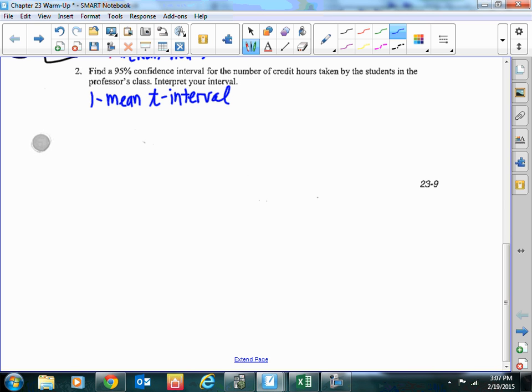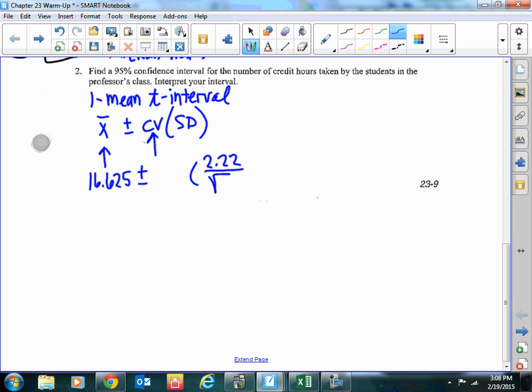And the formula for that is sample statistic plus or minus your critical value times your standard deviation, which we computed: the sample mean is 16.625, plus or minus, let's talk about that here in a second, and then the standard deviation is that 2.22 over the square root of the sample size n.